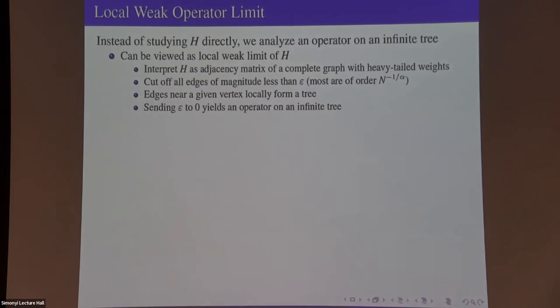Okay, so this is actually, I'll get to the spatial structure right now, in fact. So instead of studying this H directly, we'll analyze an operator on an infinite tree. Okay, so this is directly in relation to Michael's question. So you can view this operator as sort of a local weak limit of H. So, okay, H is a matrix. So what do I mean by a local weak limit? What I mean is the following.